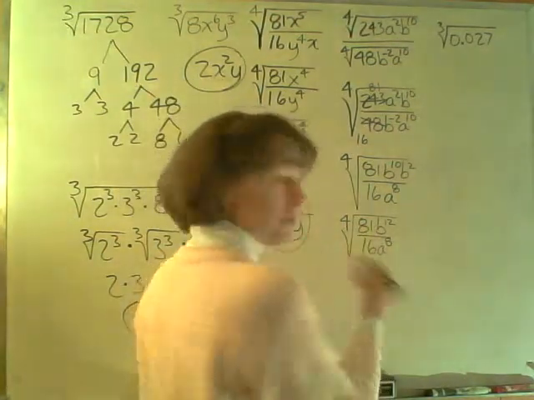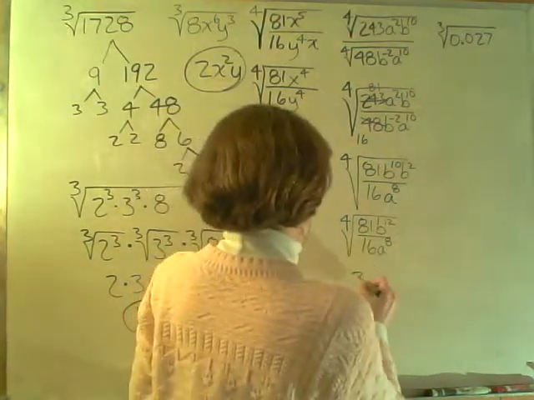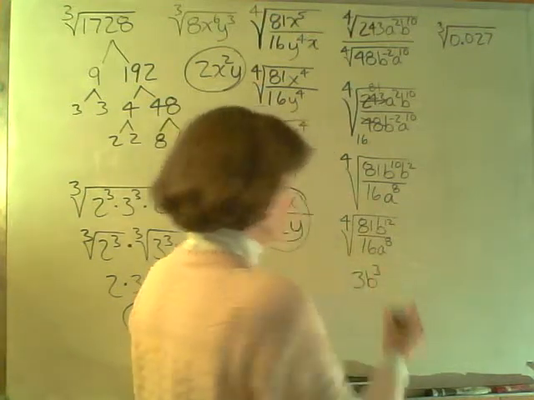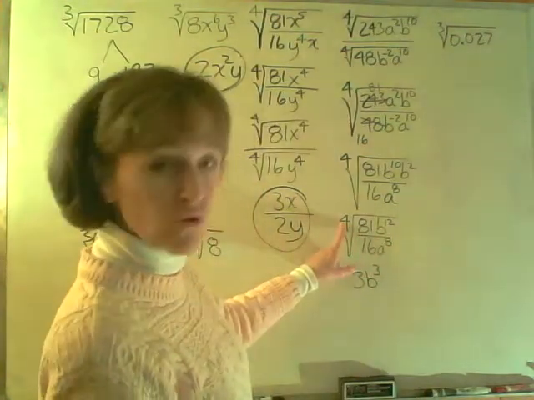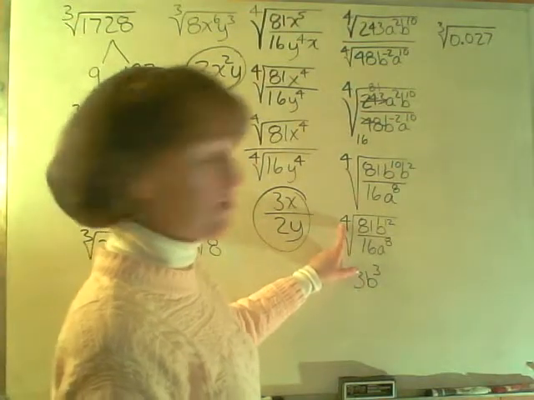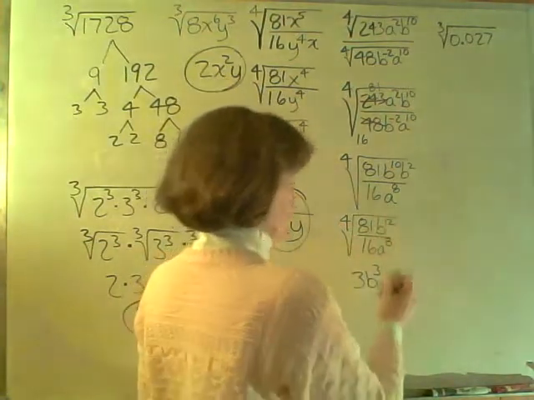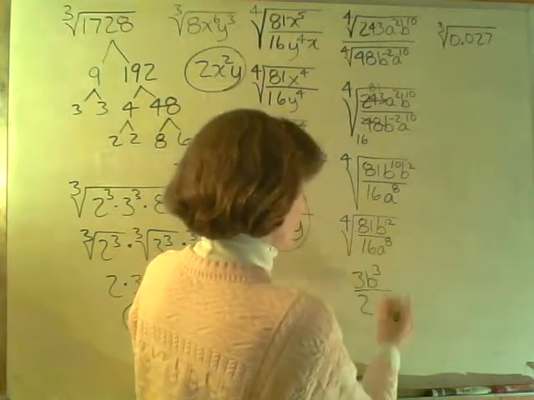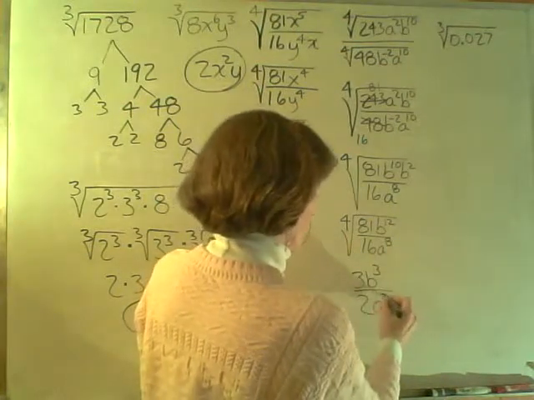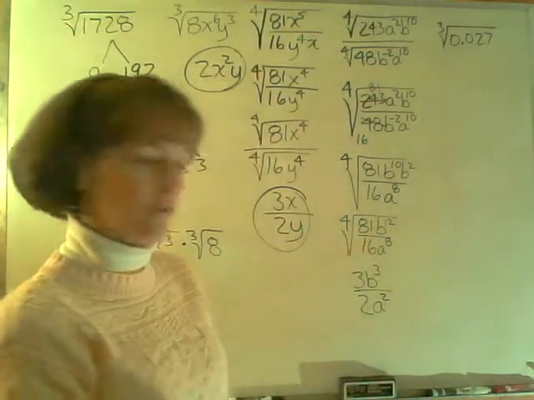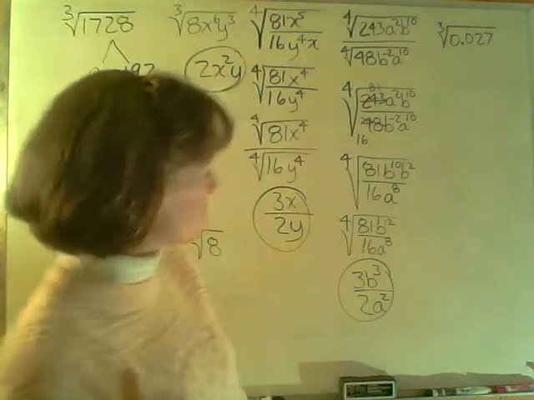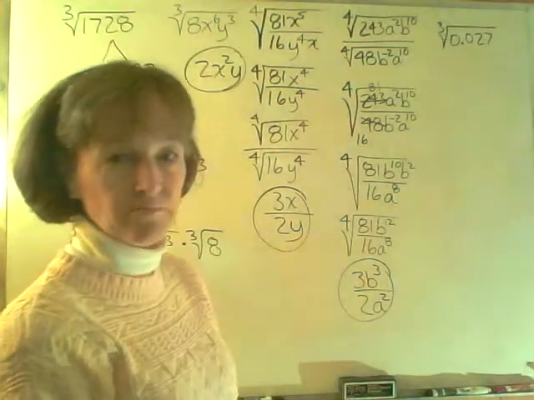The fourth root of 81 is 3. The fourth root of B to the 12th is B cubed. Remember, 12 divided by 4 is 3. So I have 3 sets of B to the 4th. And then the fourth root of 16 is 2. And the fourth root of A to the 8th is A squared. 8 divided by 4 is 2. So this is my simplification for that fraction.